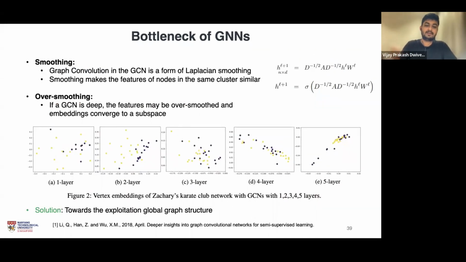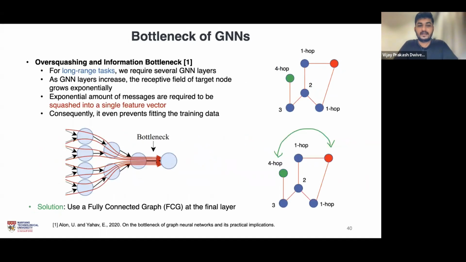For that, there exists a great line of research, which you can see if you're interested. But the purpose of this slide is to just show that just applying GCN for an increased number of layers may result in oversmoothing, and it creates a problem because the resulting node embeddings may be indistinguishable and converge to the same subspace.